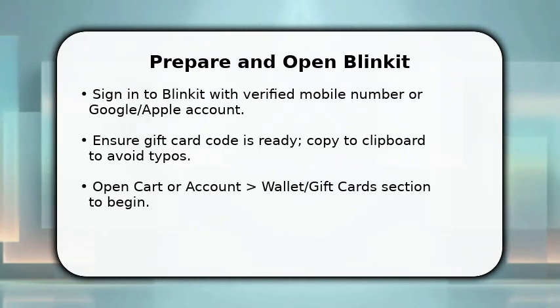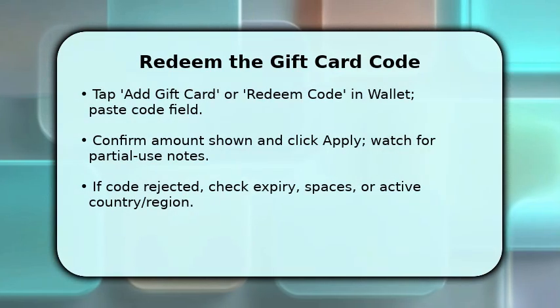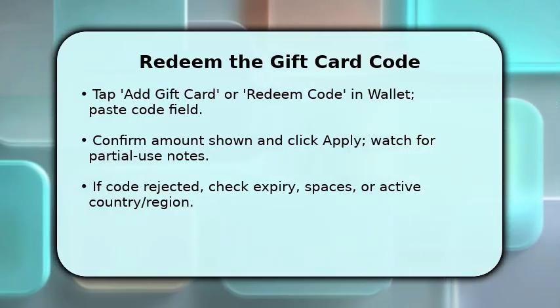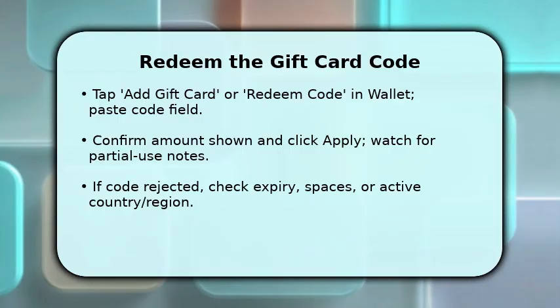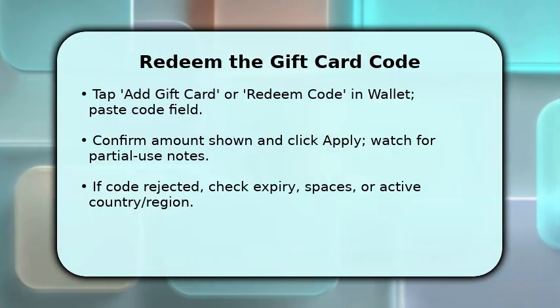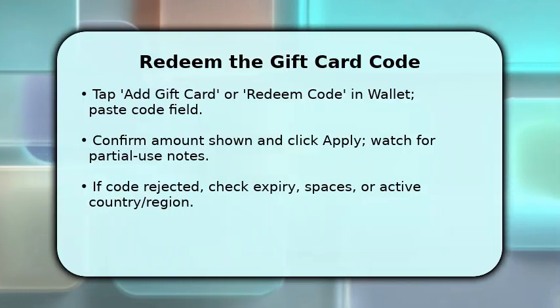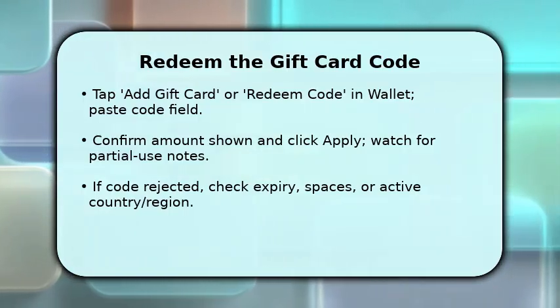You paste the gift card code into the redeem field and press apply. This is where Blinkit validates value and expiry. Once applied, notice the displayed balance and whether it's locked to wallet or order credits, because that affects checkout use. If the amount is partial, Blinkit will show remaining balance for future orders.